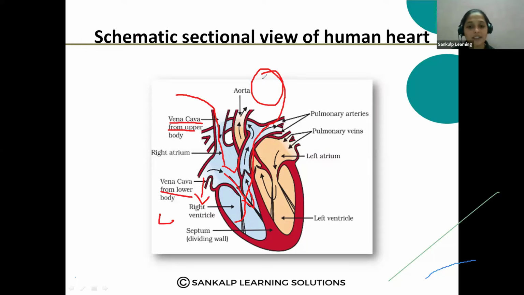Otherwise it is difficult to understand this part. I already explained how the exchange of carbon dioxide and oxygen takes place in the alveoli. So this deoxygenated blood moves to the lungs, and in the lungs the carbon dioxide is removed and it will get oxygenated again and come back to the body. So this is how the blood moves inside our body.